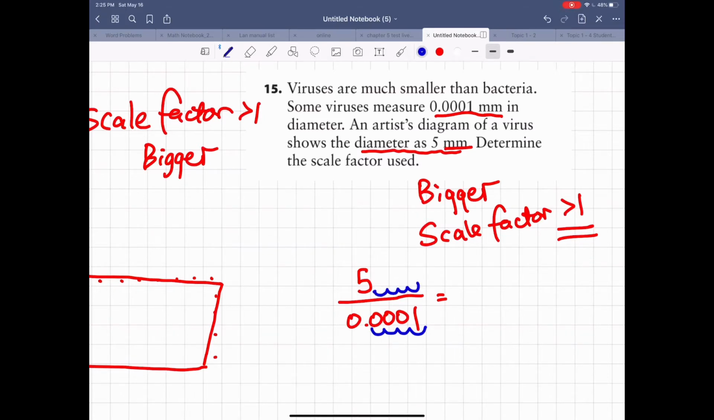What you do to the top, you do the same to the bottom, because it's a fraction. So the bottom can become a 1, and this one can become 5 with 1, 2, 3, 4 zeros behind. So the artist has made it 5,000 times bigger. So the scale factor is 5,000.